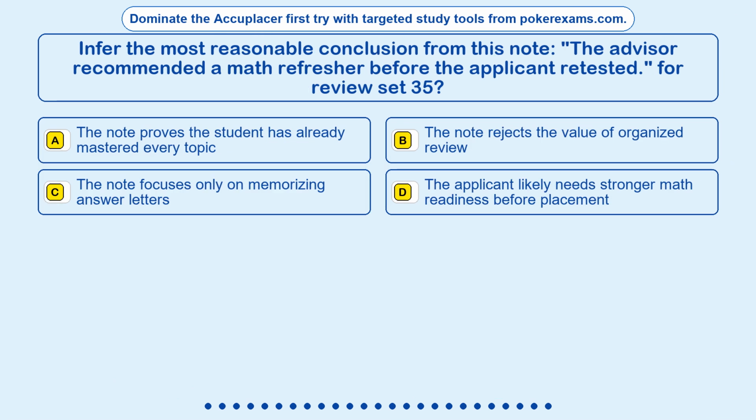Question 14. Infer the most reasonable conclusion from this note. The advisor recommended a math refresher before the applicant retested. For review set 35. Option A. The note proves the student has already mastered every topic. Option B. The note rejects the value of organized review. Option C. The note focuses only on memorizing answer letters. Option D. The applicant likely needs stronger math readiness before placement.